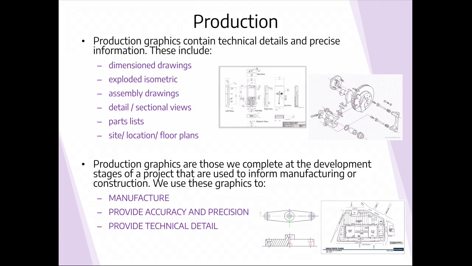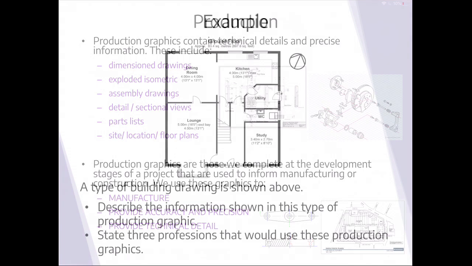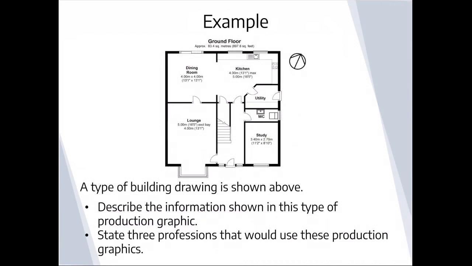Production graphics are those we complete at the development stage of a project, and we really use these to inform how we're going to manufacture, build or construct something. We use these for manufacturing, to provide accuracy and precision, and crucially to provide technical detail that engineers can use going forward. Let's now look at an example of a production drawing.